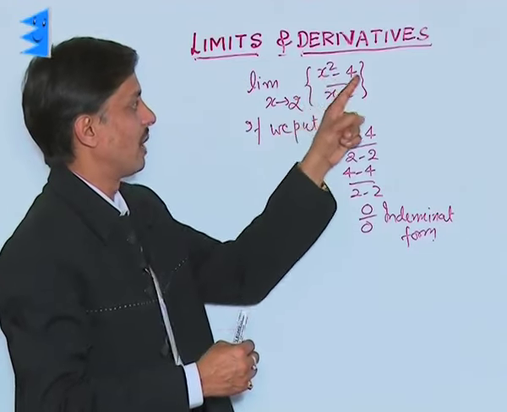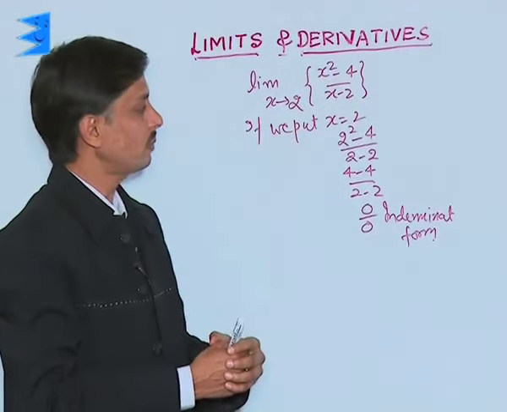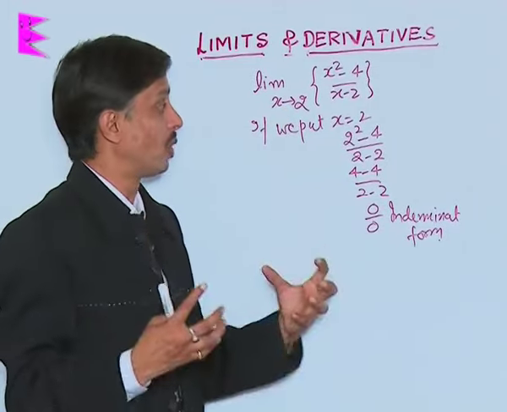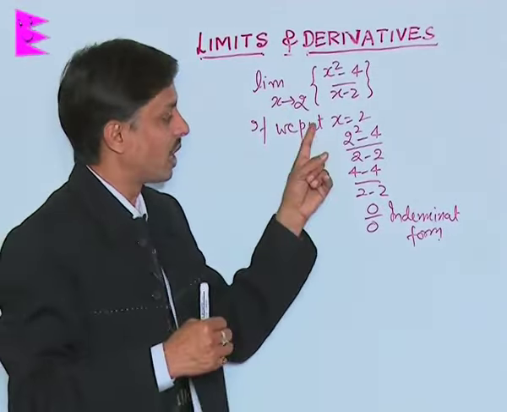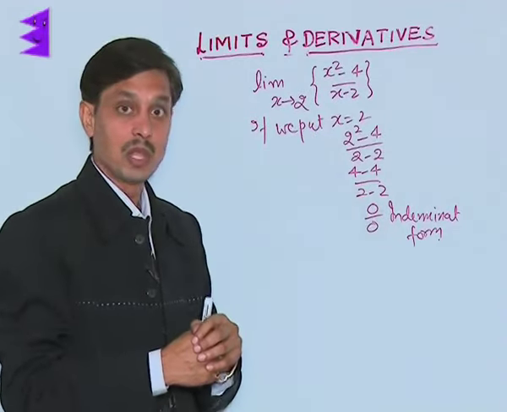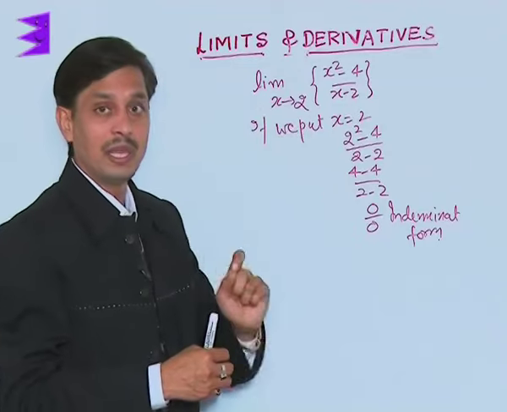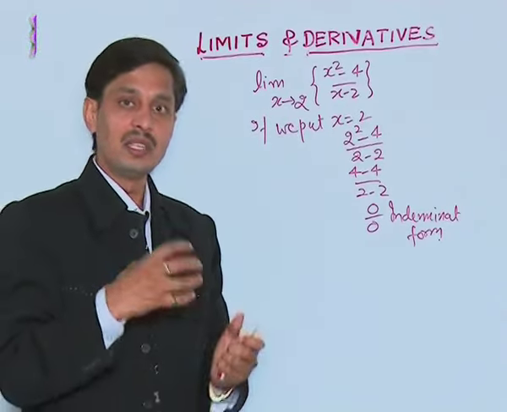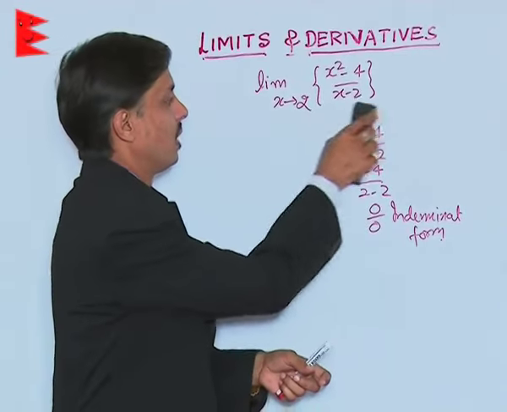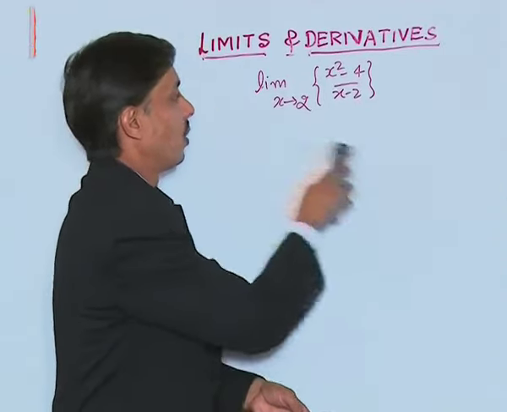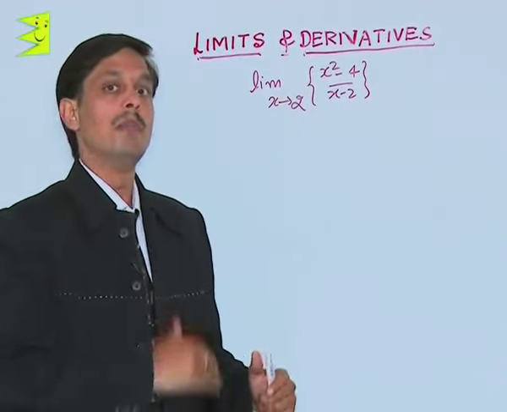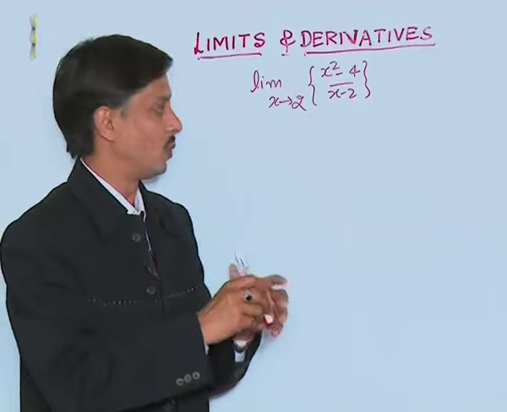if limit x tending to 2 of x square minus 4 upon x minus 2, x tending to 2 means if we try to put the value of x as 2, we obtain 0 upon 0, which is indeterminate form. X tending to 2 means not 2, it is close by 2. So there are two possibilities: close by 2, the value of x which we need to put may be more than 2 or may be less than 2.